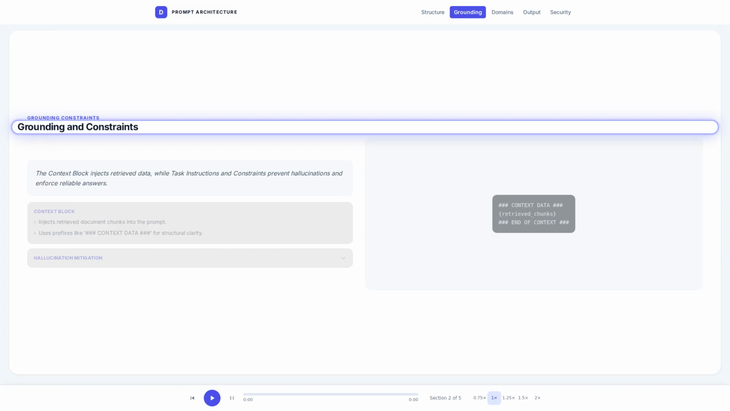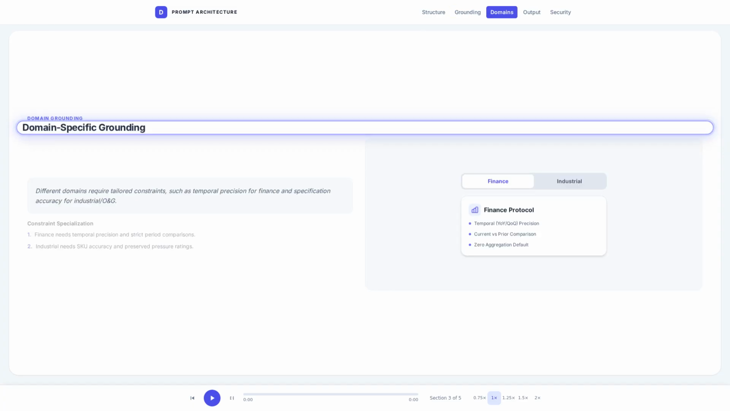So the main idea is this: grounding and constraints. They stop hallucinations, and they ensure reliable answers. Okay, so, effective grounding and constraint design. It really depends on your specific application. Here's the thing: different domains have unique needs for precision and accuracy. Let's take finance. In finance, you need temporal and quantitative precision, like really badly. Queries often compare periods, think year-over-year growth. So you must stick to dates and compare specific periods. Avoid aggregating data unless someone asks you to.